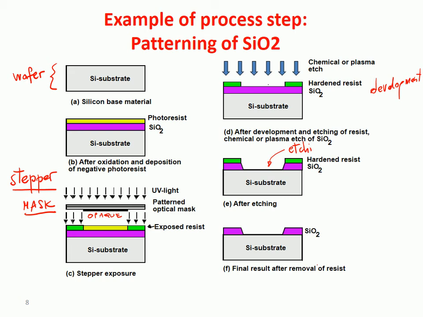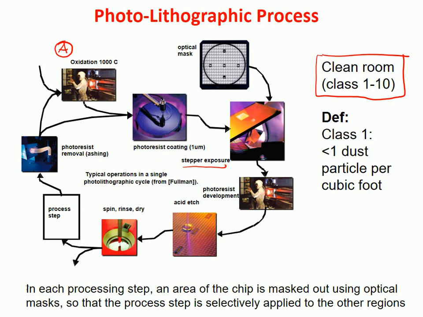We chemically, or chemically and physically, attack the silicon oxide below, and the hardened resist acts as a mask, stops the chemical attack, so that we can remove the silicon oxide layer only where there is no resist on top. And after that, we use a different type of chemical attack that is able to remove also the hardened resist, and in the end we have the patterned silicon oxide on the silicon region.